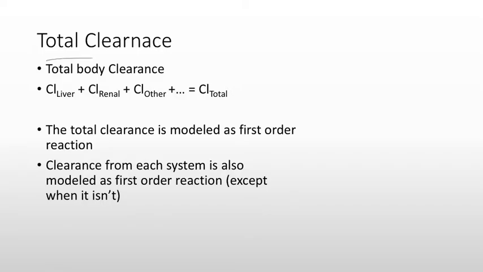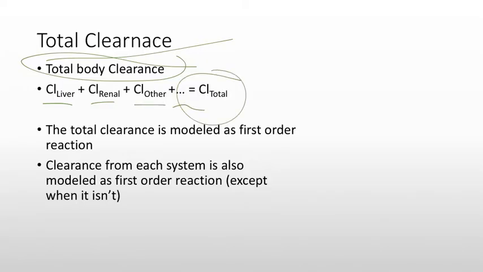And just a reminder, we're talking about clearance right now. Total body clearance is going to be equal to the clearance of the liver plus clearance of the kidney plus clearance of any other system. It's going to equal the total clearance. And in general, we can model this total clearance by first order mechanics.